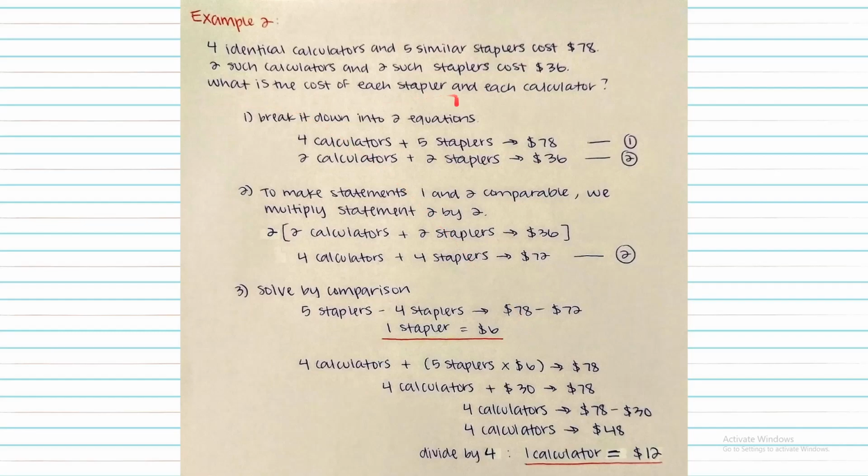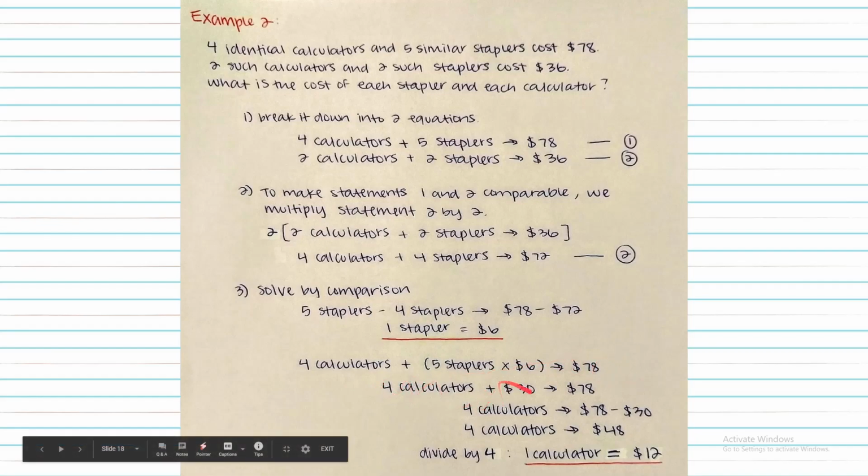But the question is asking the cost of each stapler and each calculator. So now we're going to plug the price of the stapler into equation 1 to find the price of the calculators. So we'll take 4 calculators plus 5 staplers times $6, because each stapler is $6, is $78. So that gives 4 calculators plus $30 is $78. We'll move the 30 to the other side to find that 4 calculators is $78 minus $30, which is $48. However, we have to, again, divide both sides by 4 to find the one calculator is equal to $12.